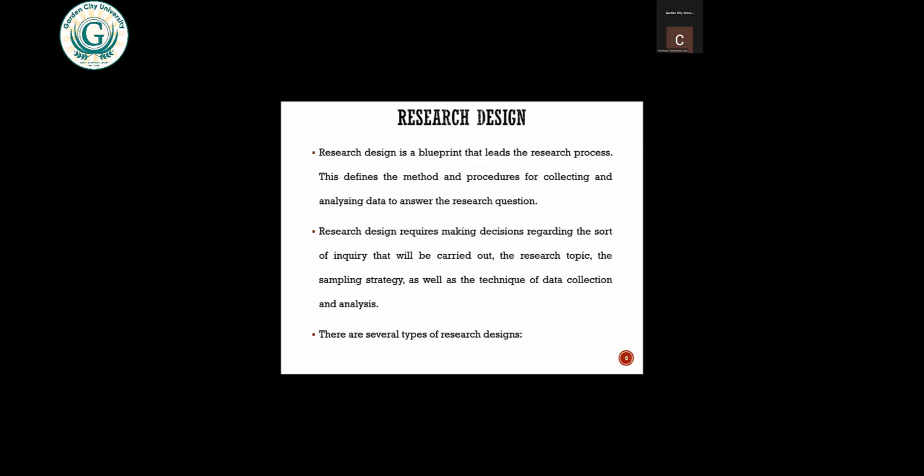Now, I said something. I mentioned research design when you are planning your study. What is research design? Research design is the blueprint that leads the research process. What do I mean by that?